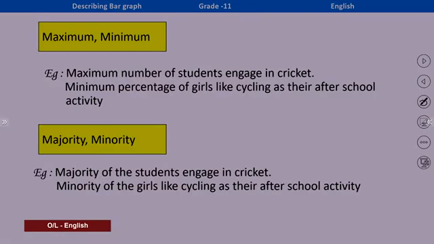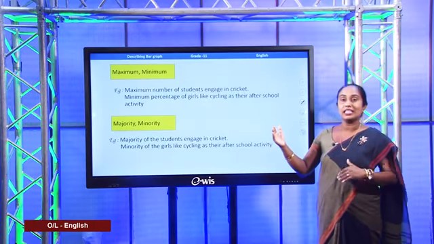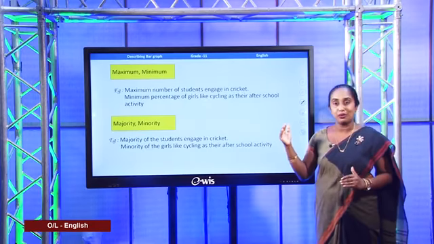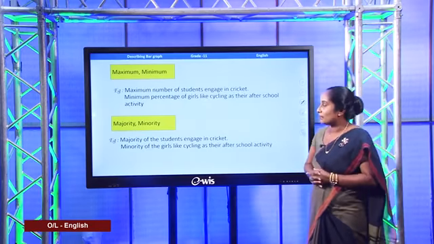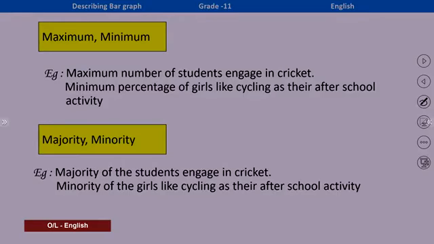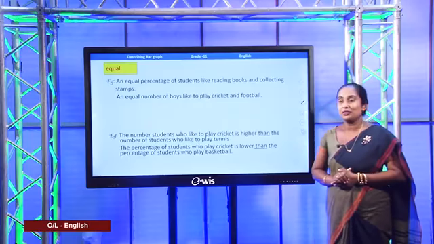Majority and minority. My dear children, majority means a lot. Again, minority means a few. Right? Look at the example. Majority of the students engage in cricket. Minority of the girls like cycling as their after school activity. I am going to introduce something new here.